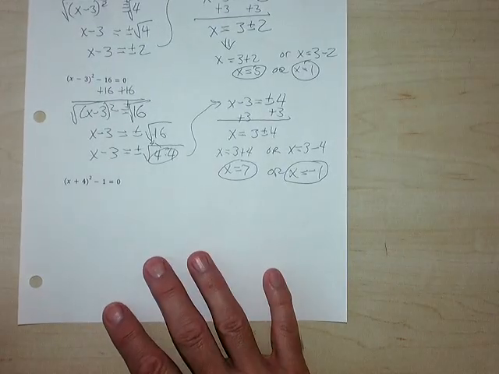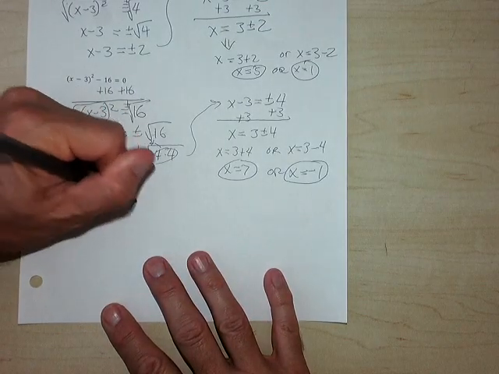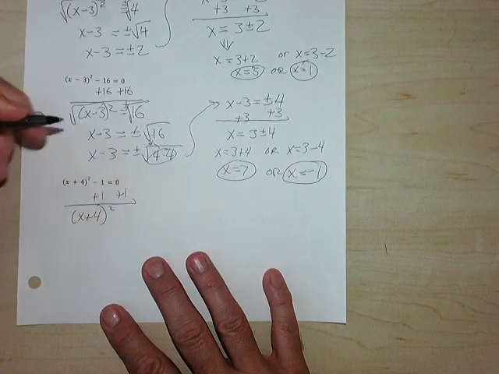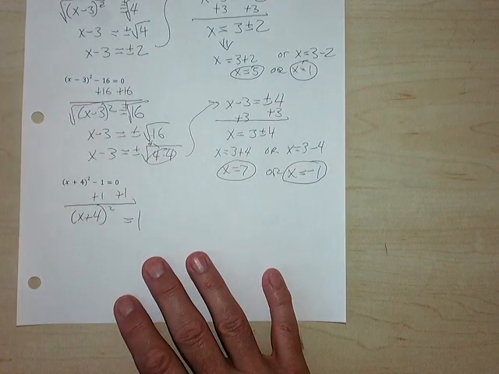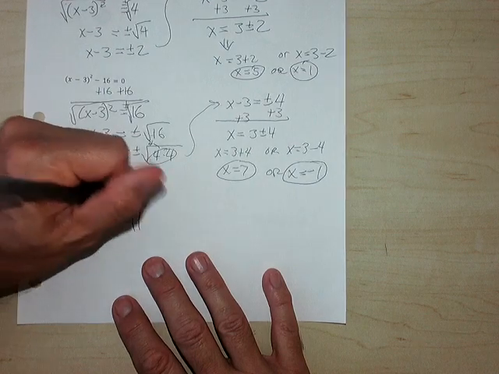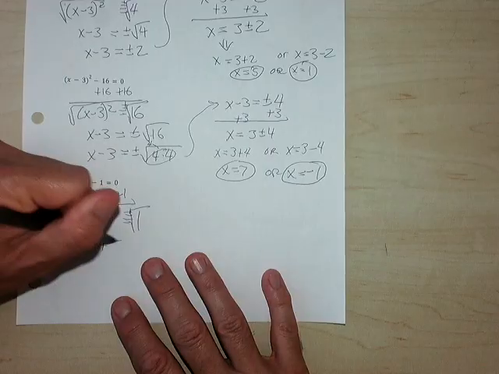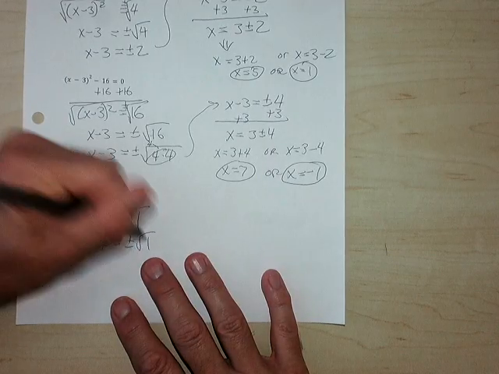Two solutions. All right, last one here. Add 1 to both sides. Same thing, we have to get this by itself. We have x plus 4 squared equals 1. Square root of both sides. I get x plus 4 equals plus or minus the square root of 1.